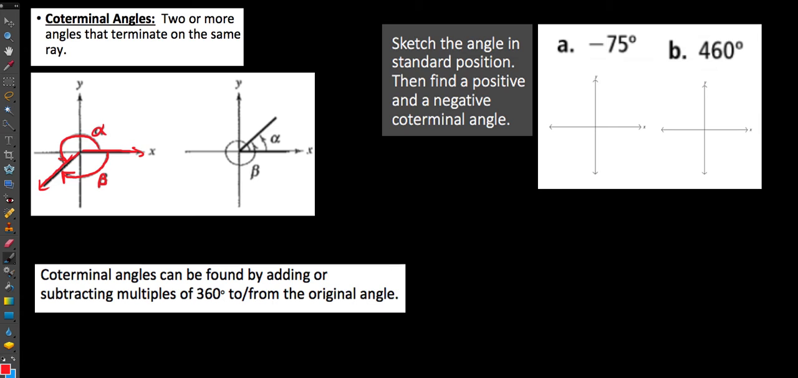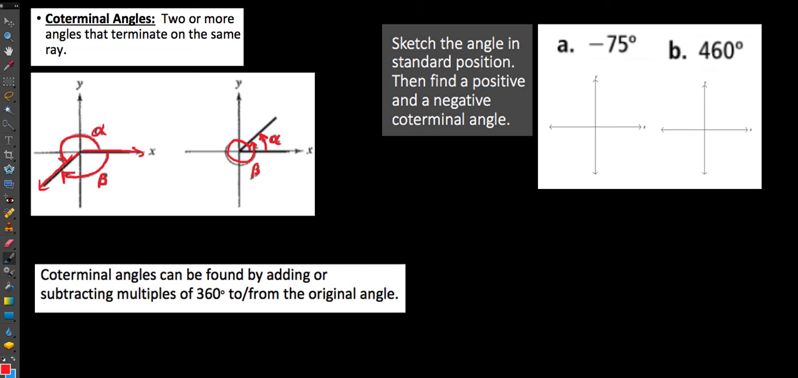Likewise, if I were to have some angle here, alpha, that maybe terminates right here, I might also have some other angle, beta, that terminates there, but also makes another full rotation. And so they stop in the same place. Alpha and beta also would be coterminal in this sense.